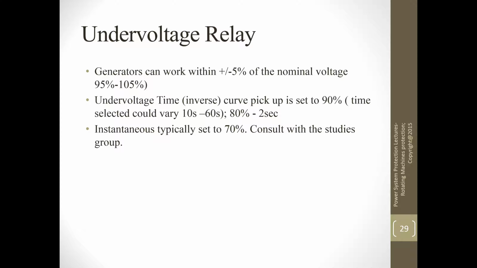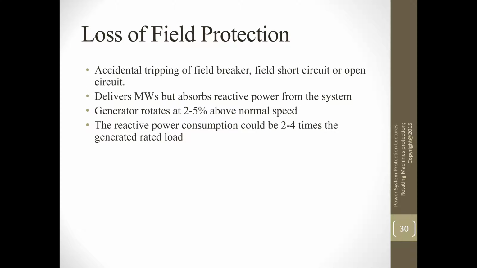Instantaneous is typically set to 70%, but still, because of the system configuration, this terminal voltage can vary, and we have to run the studies before we set the instantaneous. Otherwise, you have time overcurrent and definite time settings used for undervoltage relays.